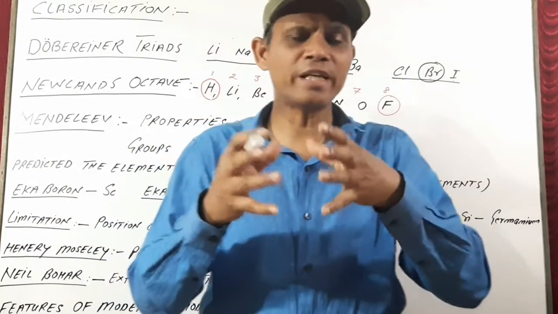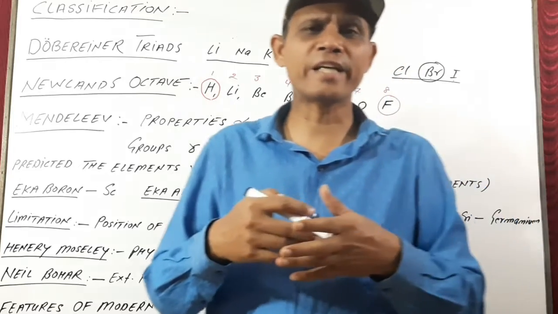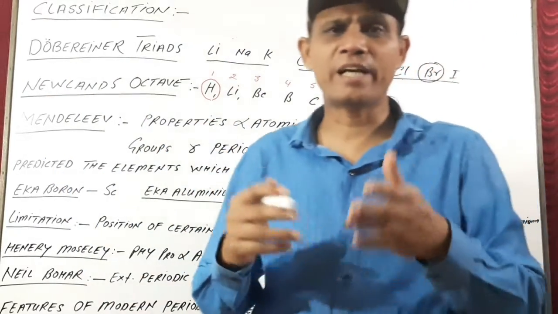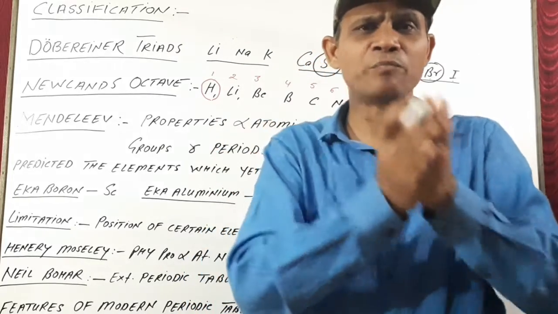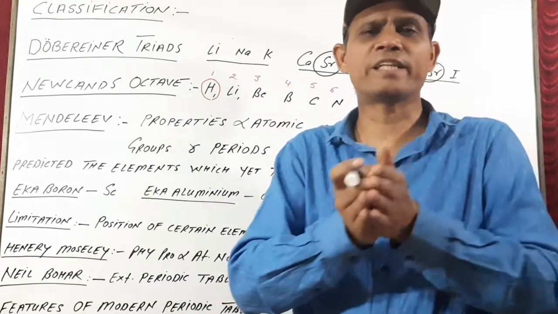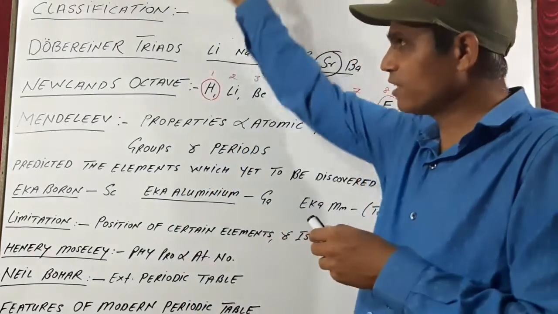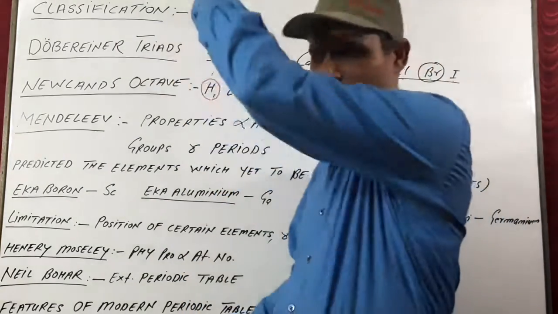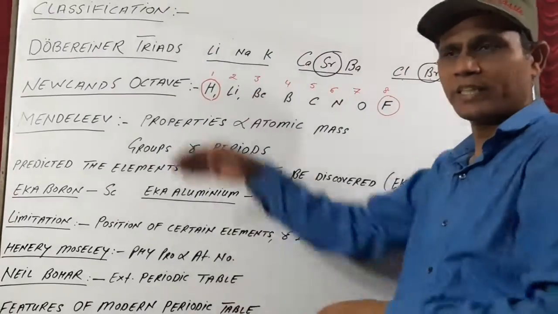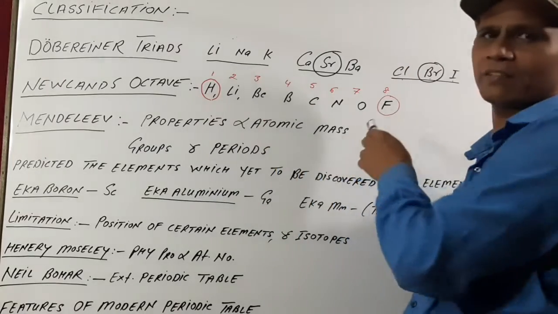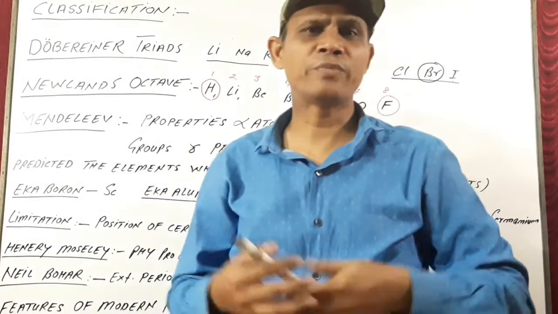So what he did, he arranged the elements in the order of their increasing masses, and he made certain groups and periods. We will discuss in detail what is a group, what is a period. Actually there are some vertical columns downward like this, that are called groups, and some horizontal rows, that are called periods.